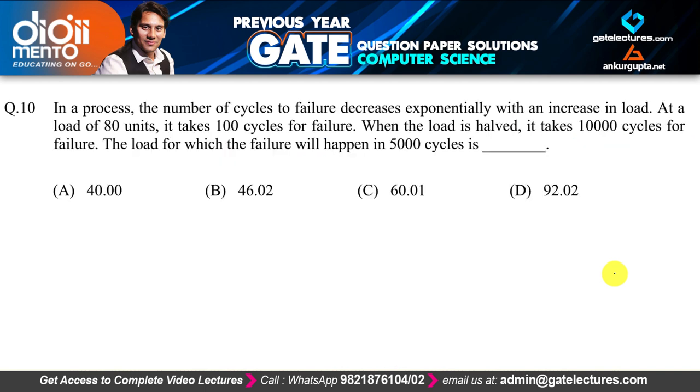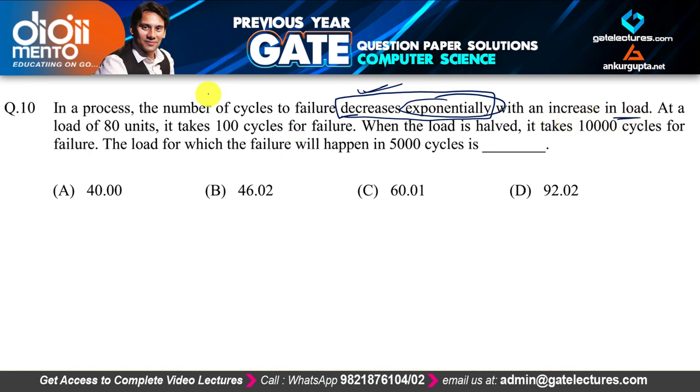Then we have question number 10. Actually, it is the most difficult as compared to all the questions. A little bit tricky also, but I also like this question very much. It is saying that in a process, the number of cycles to failure decreases exponentially. They are discussing the exponential decrease with an increase in load.